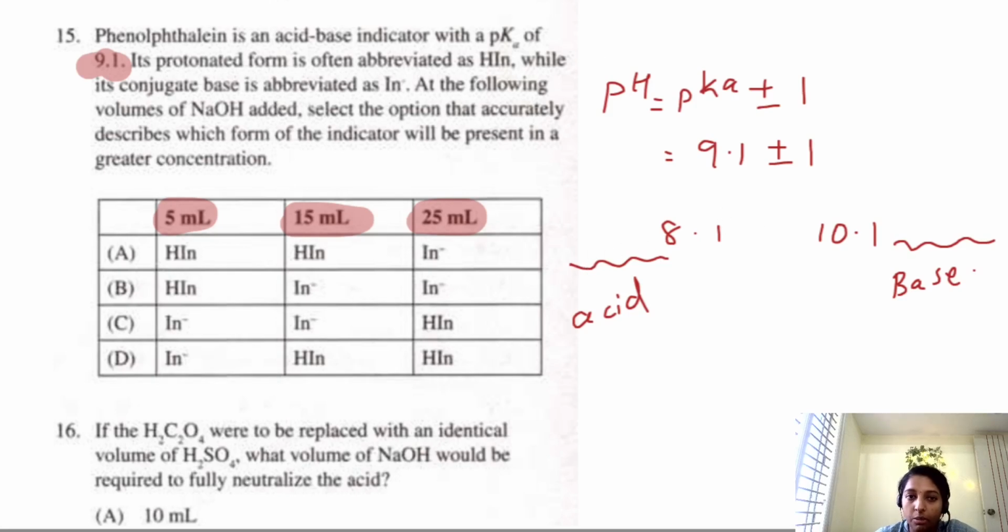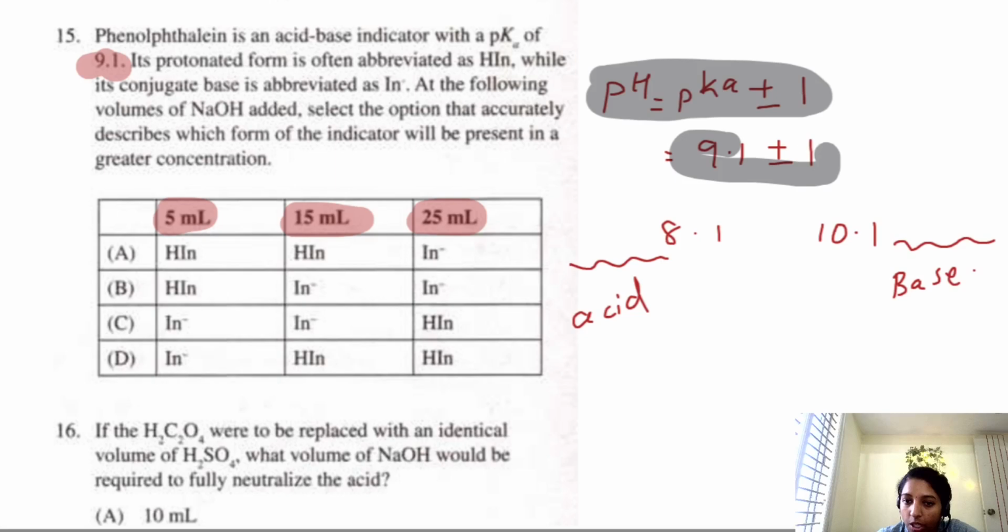Okay, indicator means you can consider pH is equal to pKa plus or minus 1. So that shows a range. The pKa given is 9.1, so 9.1 plus or minus 1 means the range should be 8.1 to 10.1. The meaning is below 8.1, the acid form will be predominant. Above 10.1, the base will be predominant.